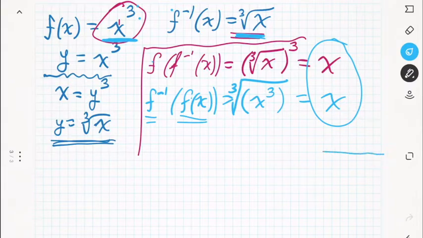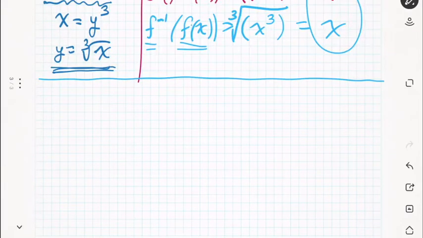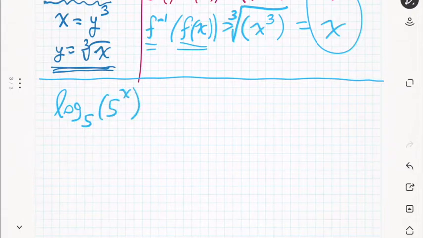So if that's a property of inverse functions, then if I do log base 5 of 5 to the x, the answer better be just plain old x. Because 5 to the x is a function. Log base 5 is its inverse function. They can't, I don't like saying that word, cancel. They undo one another. Another word I like using is poof. They go poof and you're left with x.